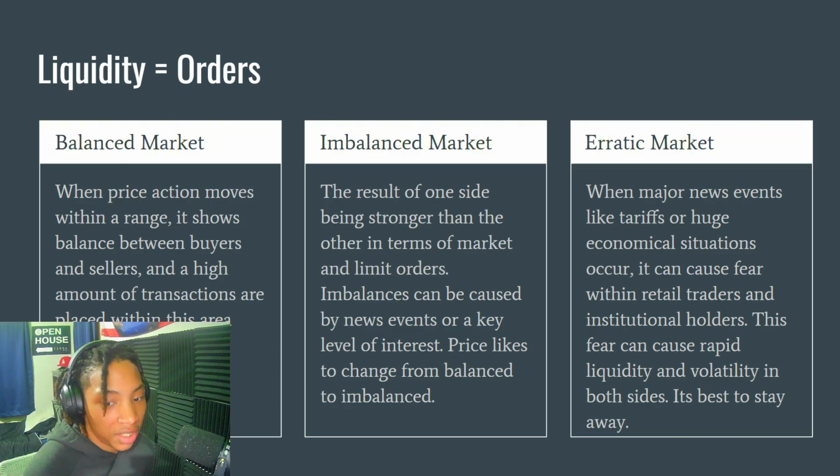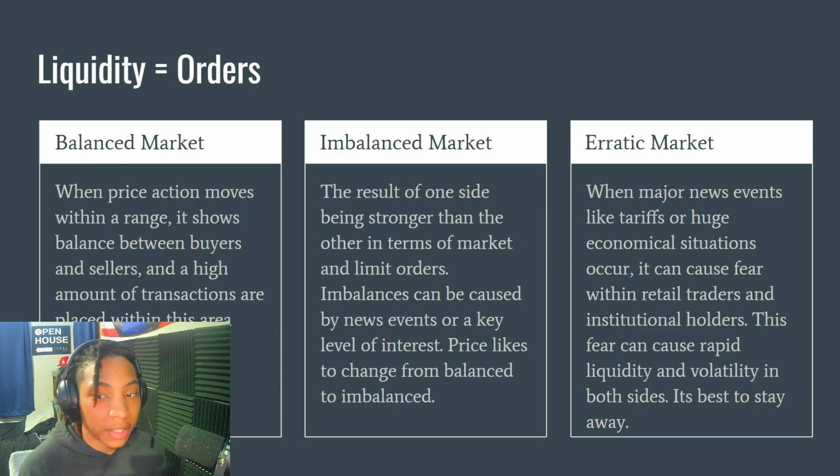Price likes to change from balance to imbalance. So there's going to be times where buyers and sellers agree with each other, which causes a ranging market where a bunch of transactions are filled. But at some point, the buyers or sellers are going to disagree, which causes the rapid movement to either the upside or the downside. And this disagreement can be caused by news events or just general economic standpoints, whatever the case may be. It can cause a disagreement, which causes the liquidity to one side or another.